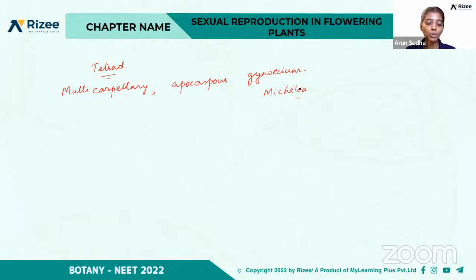Then, which part of the reproductive structure produces both enzyme and hormone? That is archesporium, middle layer, tapetum, and endothecium. Yes, it is tapetum. So we saw in detail about tapetum yesterday, right? So tapetum produces both enzymes and hormones.